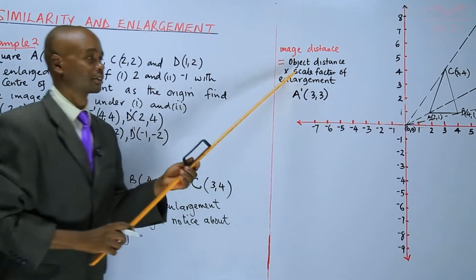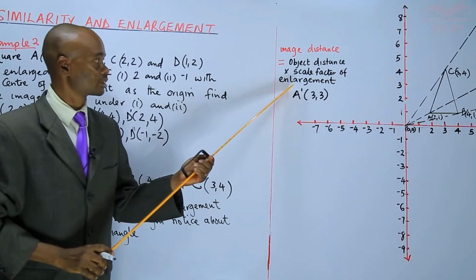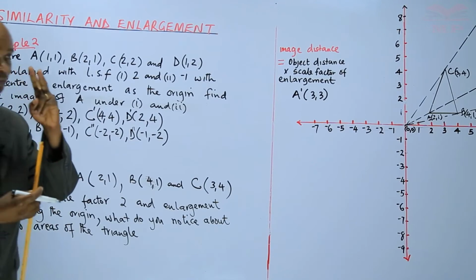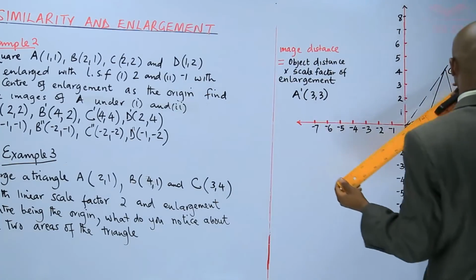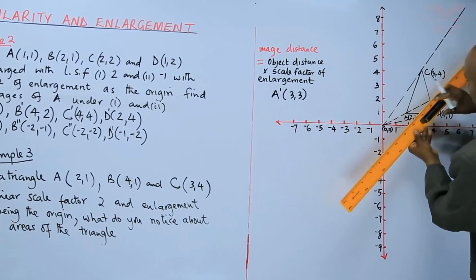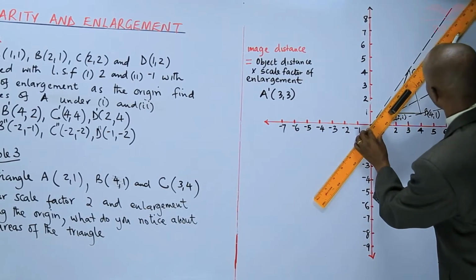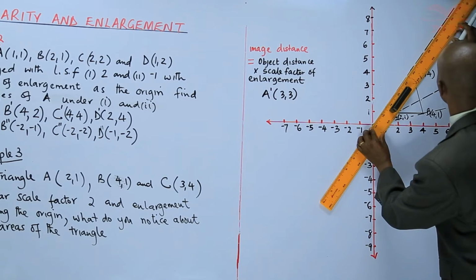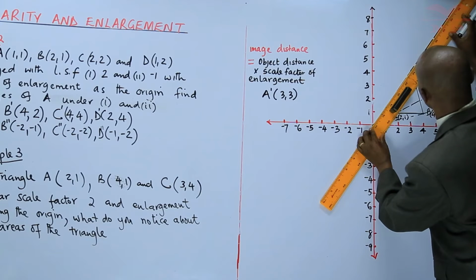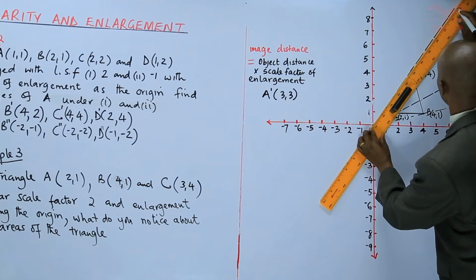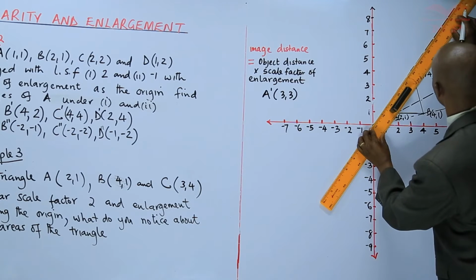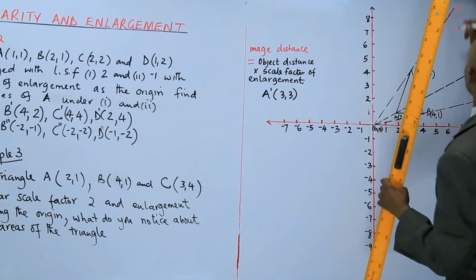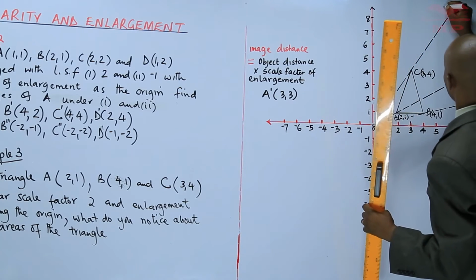So I said from that, image distance is equal to object distance times the scale factor of enlargement. In this question, the scale factor of enlargement is 2. So look at what will happen. Measure from this point. That is 10.2, the distance there. So for the image, from here I'll measure 20.4. It's here. That is C prime.